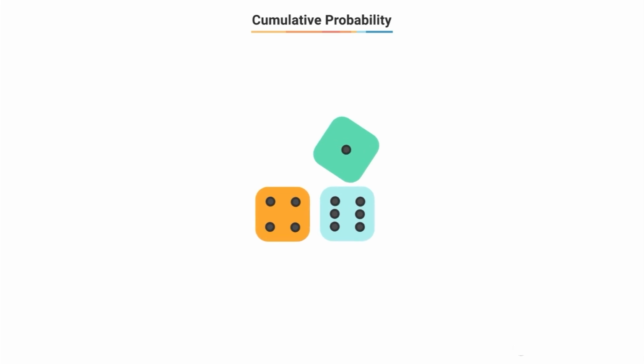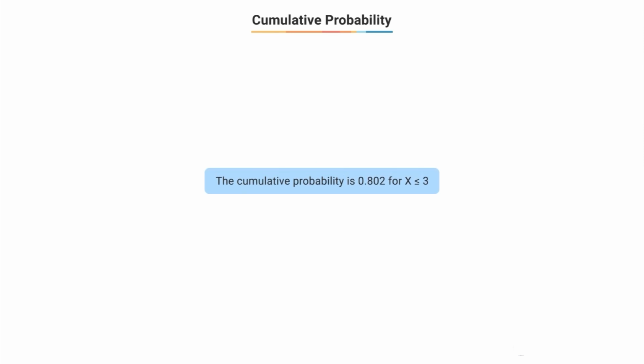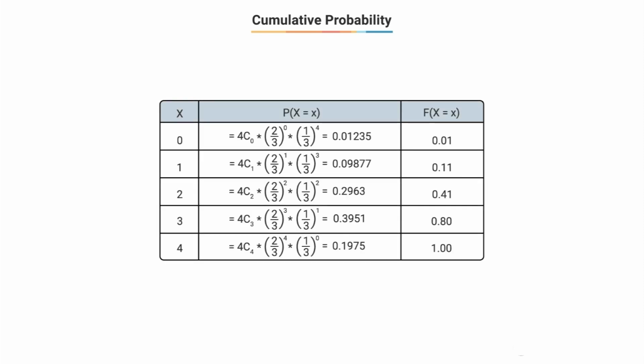These kinds of probabilities are very frequently calculated in real life. So any probability where we have to determine the likelihood of x being less than or equal to a certain number is called cumulative probability. For example, 0.802 is the cumulative probability for x less than or equal to 3. And instead of saying probability P of x less than or equal to 3 is 80.2%, we can use F of x equal to 3, that is 0.802, where F represents the cumulative probability. Similarly, we can calculate the cumulative probability for each value of x and create a table as shown here.